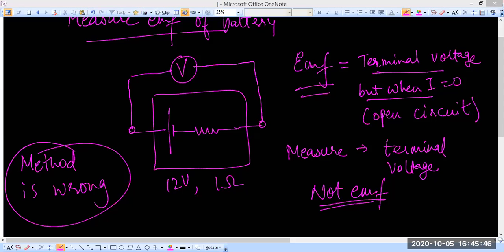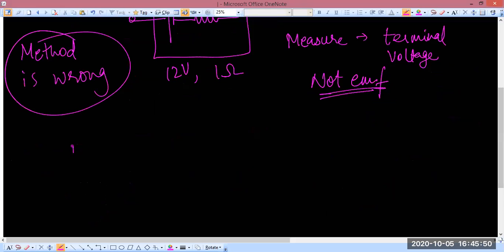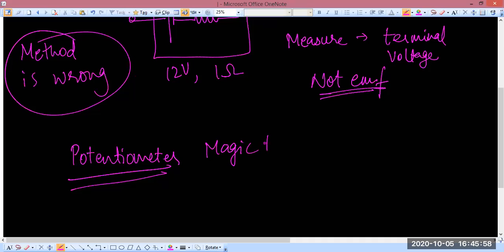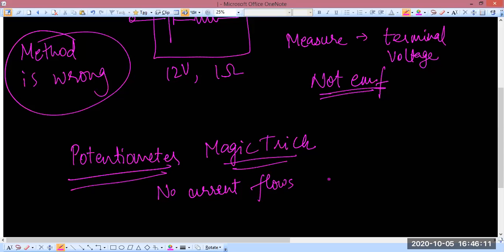So, I hope you realize this is what potentiometer does wonderful. હવે તમને ખબર પડશે કેમ potentiometer use કરવું છે. Potentiometer is like some magic trick, isn't it? Right? No current flows. Potentiometer technique is like magic trick. No current flows and yet we can measure. Do you agree with this sentence?